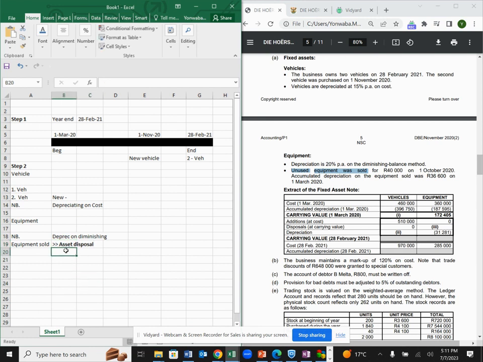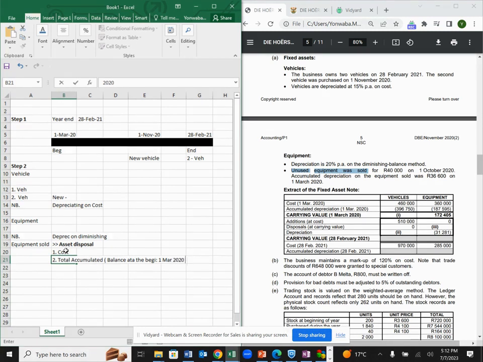So once they sell an asset, number one, you need to say, I'm going to have to know my cost. What is the cost of the asset? Number two, I'm going to have to know my total accumulated depreciation. That's your planning. That's the thing that you need to be learning at home. So the balance at the beginning of this period, that is 1st of March 2020.